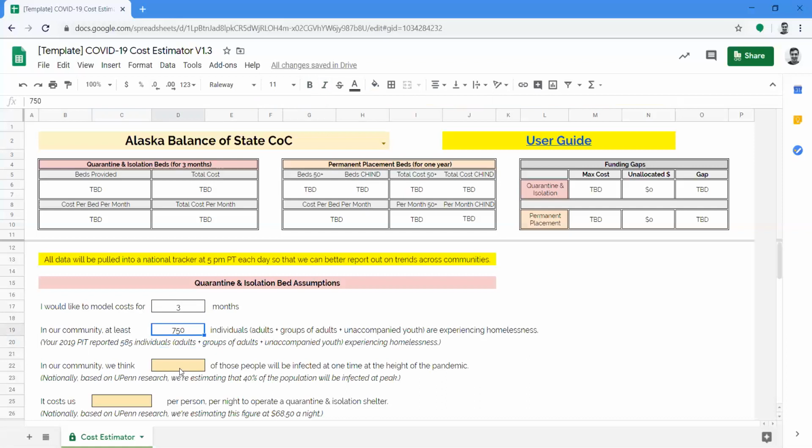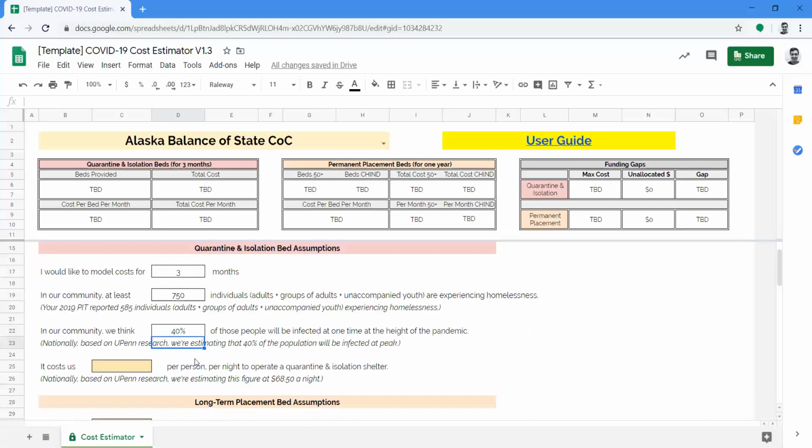So that's the universe. In the next box, you have to enter what turns out to be a fairly sensitive assumption, which is the share of people you predict will be infected at any one time at the height of the pandemic. Even if you believe that 85% of the population of people experiencing homelessness will be infected over the course of the pandemic, a lower percentage might be infected at any one time. Based on Dennis Culhane's research, we're estimating that 40% of the population will be infected at one time at the peak of the pandemic, and that therefore is the limiting factor for the number of quarantine and isolation beds you'll need. So we now have the length of time, we have the universe, and we have the share of the universe that we need to provide beds for.